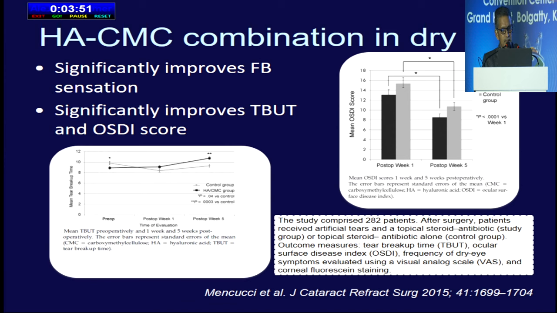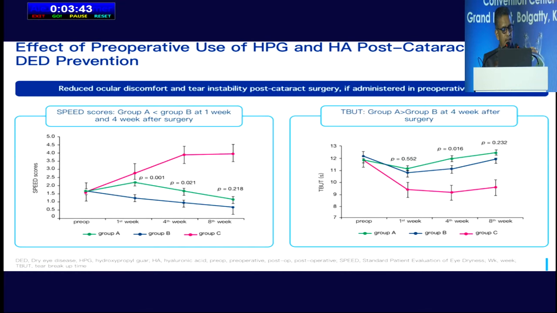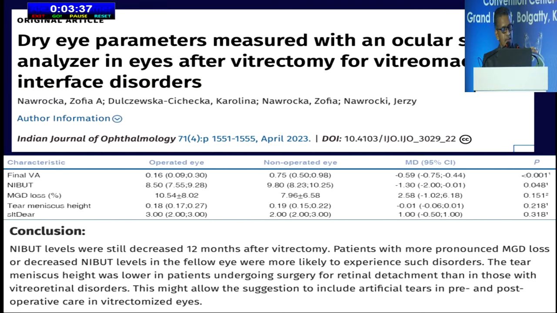These are some studies which say that the combination of HA and CMC, if used preoperatively, is helpful in the prevention of dry eye symptoms in the patient. This is well documented in the case of cataract surgery. And when I got this topic, I saw that it is relevant for retinal surgery also.